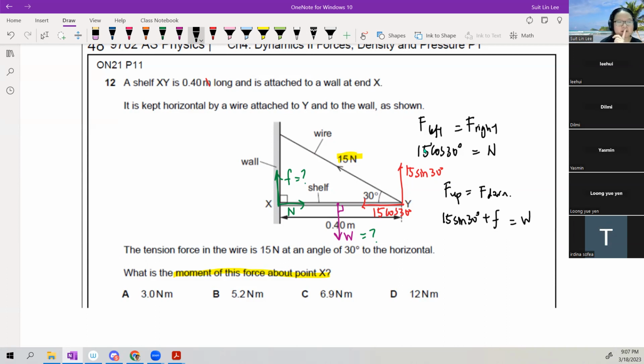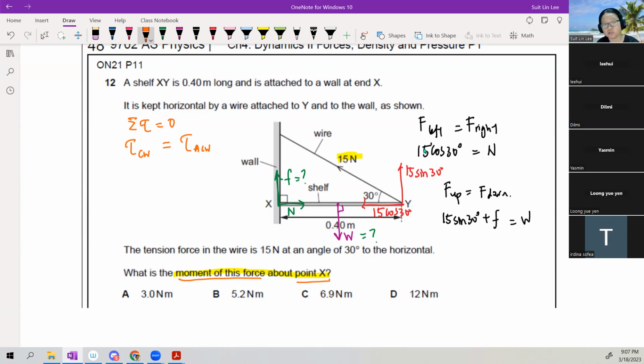So then I have to be a bit smart. The question is asking the moment of force about point X. Since I used net force, I cannot. So I could use net torque. Net torque is 0. It means my clockwise torque, CW, will be equal to my anti-clockwise torque. And whenever we want to do this, we have to choose a pivot.